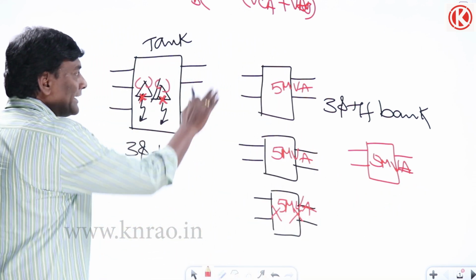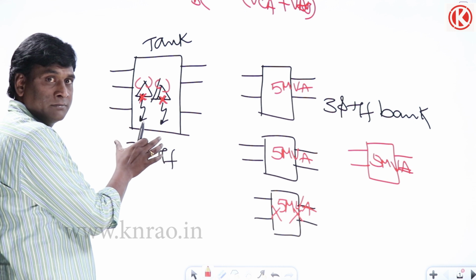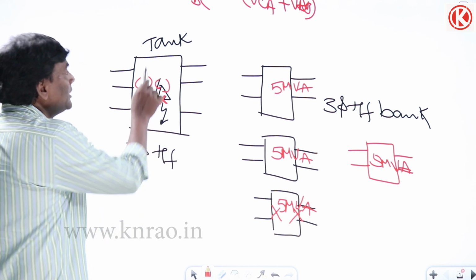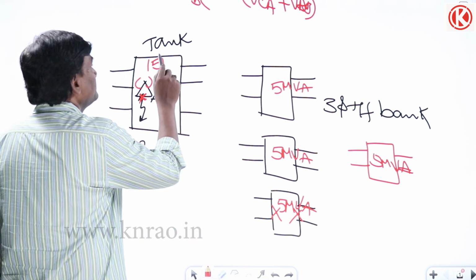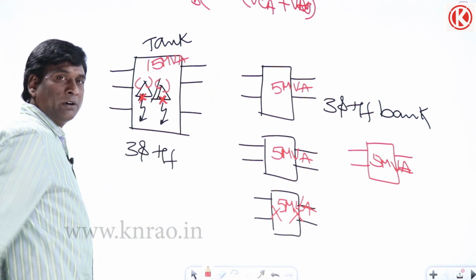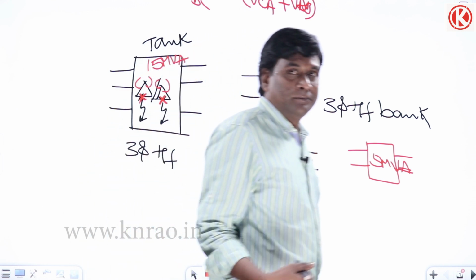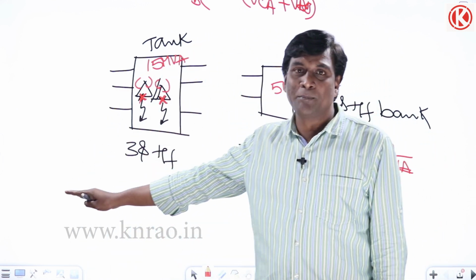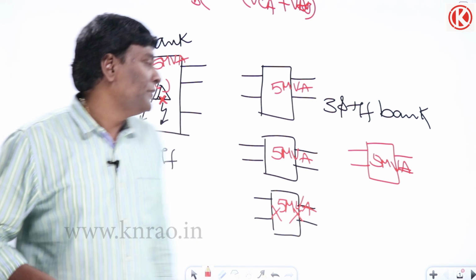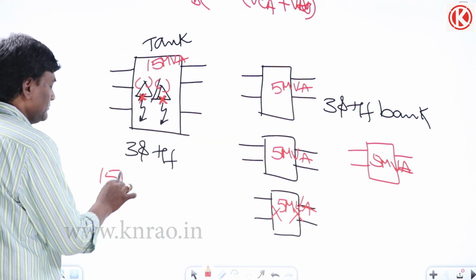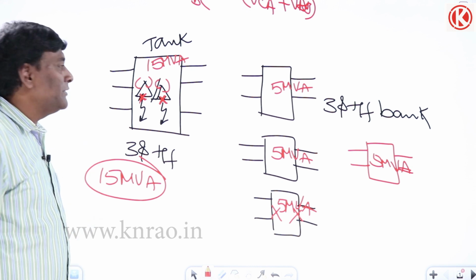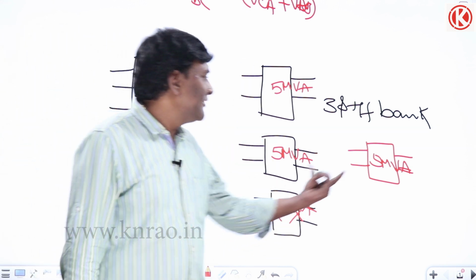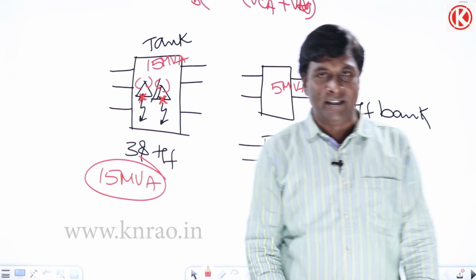Okay, now rather than this, if I design all 3 transformers in a single tank, this capacity is going to be 15 MVA. Then what should be the backup required is going to be 15 MVA backup. Okay, if it fails, backup should be 15 MVA. If one of the transformers fails in the bank, backup is going to be 5 MVA.